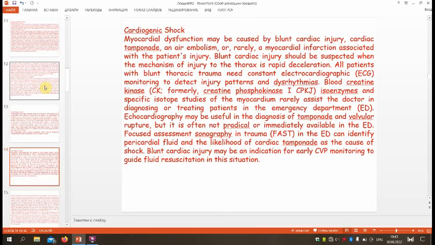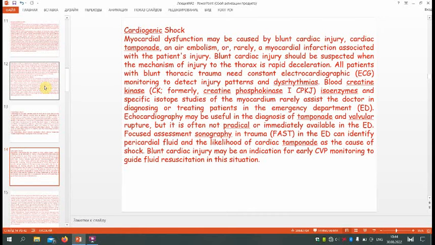Blunt cardiac injury should be suspected when the mechanism of injury to the thorax is rapid deceleration. All patients with blunt thoracic trauma need constant electrocardiographic monitoring to detect injury patterns and dysrhythmias. Blood creatine kinase isoenzymes and specific isotope studies of the myocardium rarely assist the doctor in diagnosing or treating patients in the emergency department.